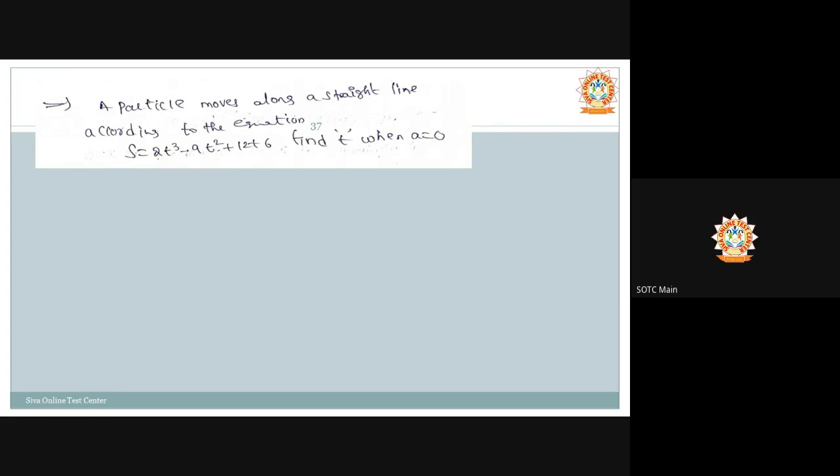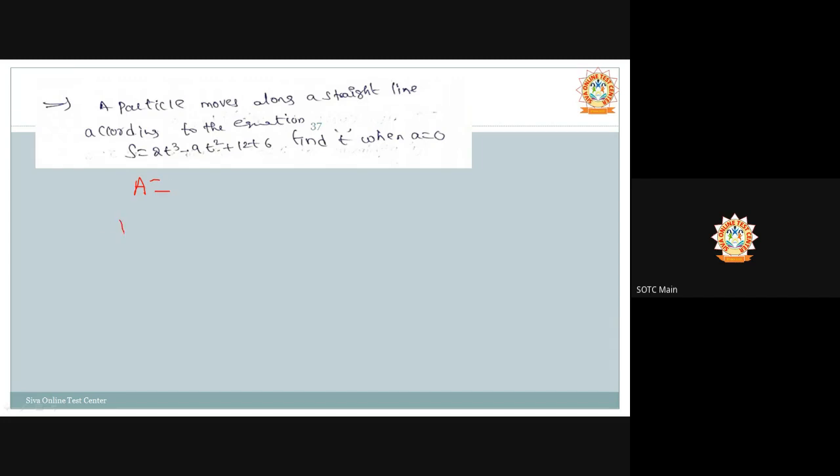A particle moves along a straight line according to the equation S is equal to 2t cube minus 9t square plus 12t plus 6. Then find the t when a is equal to 0. So a is equal to 0, you need to find the time. First calculate the a, what it is getting, then equate to 0.